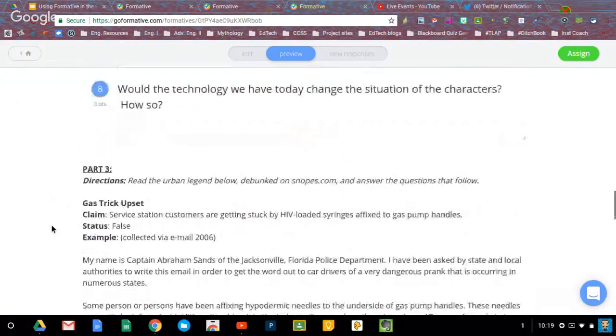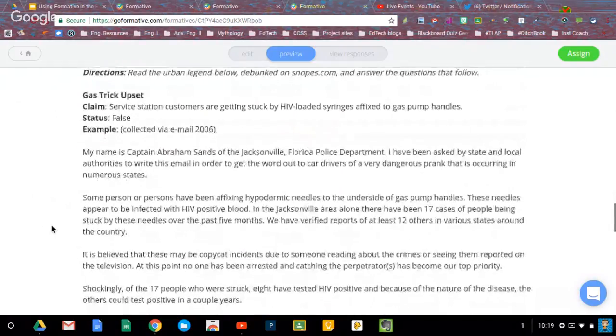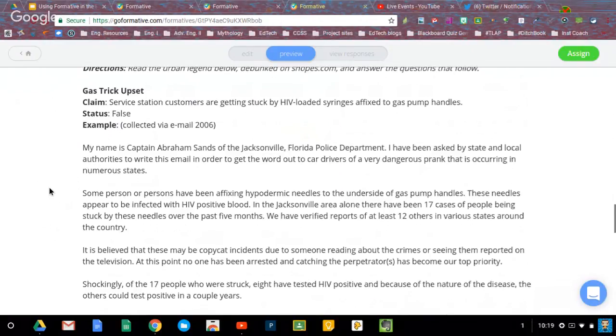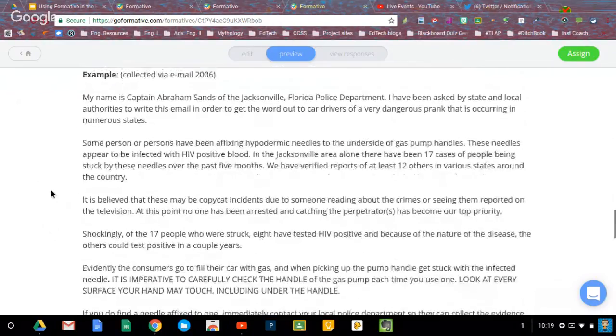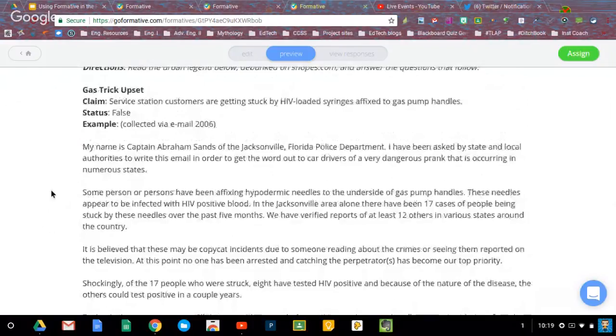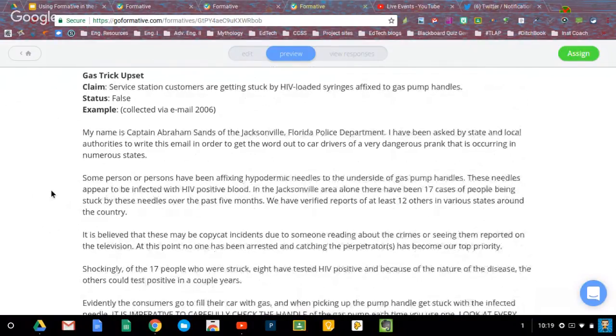So the third step in this worksheet, I like to give them an example of a more modern-day urban legend. This is something that came around in email a lot, and I remember getting something very similar when I was in college. These are chain emails that someone in your family sends you, scared to death that you're going to get taken advantage of someplace. This one is the gas pump trick, where it says service station customers are getting stuck by HIV-loaded syringes attached to the gas pump handles.